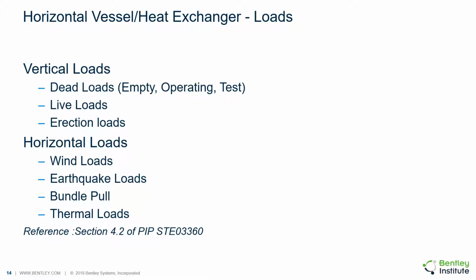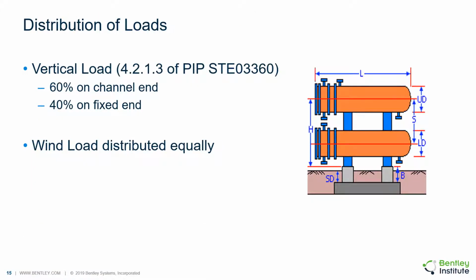This slide lists the major loads considered for the design. These loads can be broadly categorized as vertical and horizontal loads. Details on these loads are available in section 4.2 of PIP STE 03360 document. In the next few slides, we are going to discuss how the loads are distributed between the channel end or the sliding end and the shell end or the fixed end.